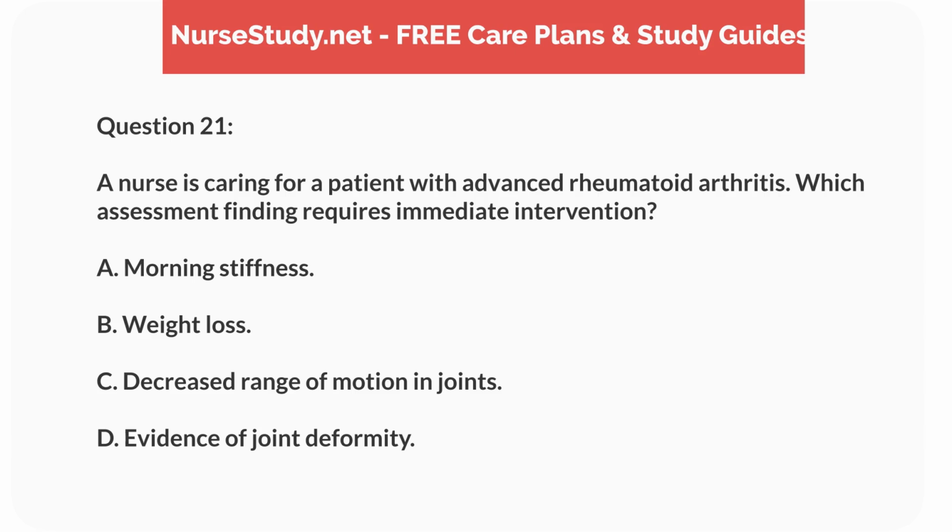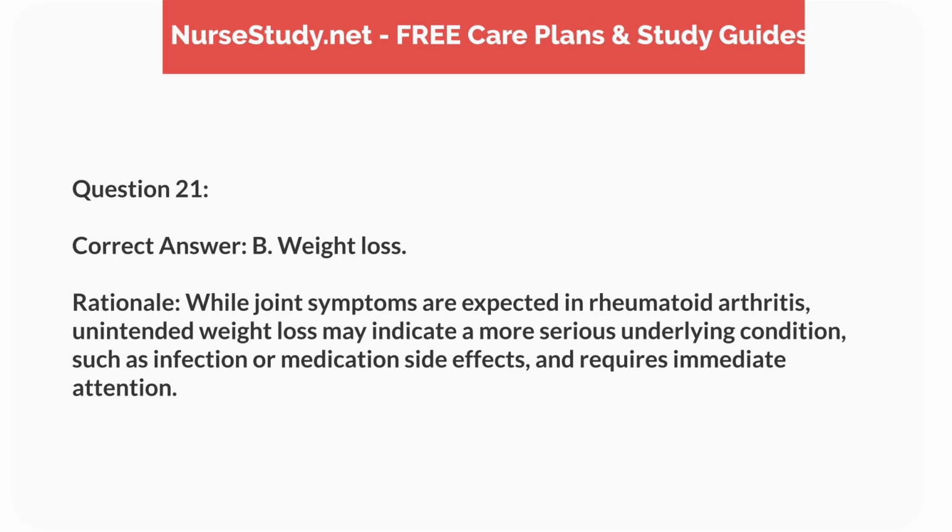Question 21. A nurse is caring for a patient with advanced rheumatoid arthritis. Which assessment finding requires immediate intervention? A. Morning stiffness. B. Weight loss. C. Decreased range of motion in joints. D. Evidence of joint deformity. Correct answer.